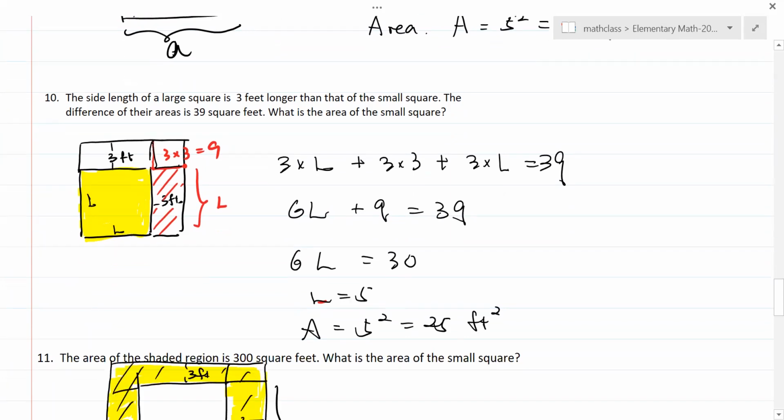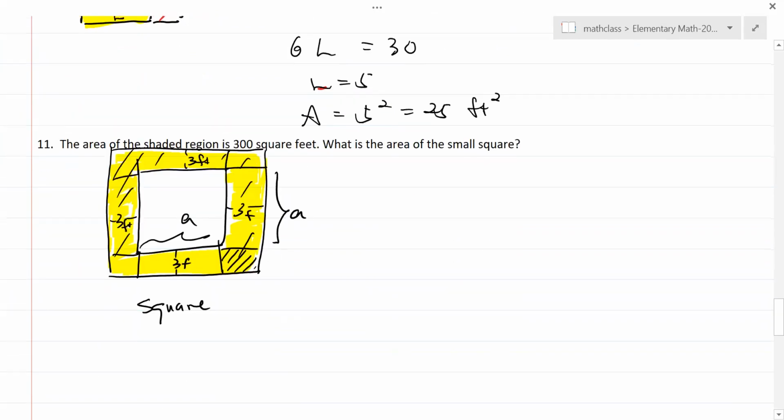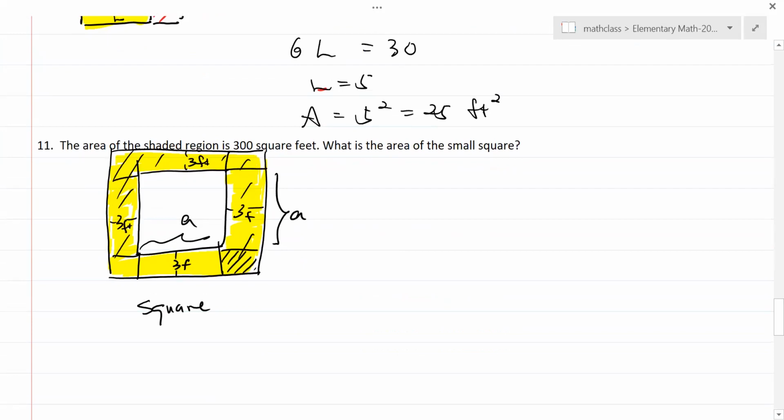Now take a look at the next problem. The area of the shaded region is 300 square feet. What is the area of the small square? It's the same idea. Let me finish this, we don't have much time. You see, the width is 3 feet, so we have to calculate the total area of the shaded region.